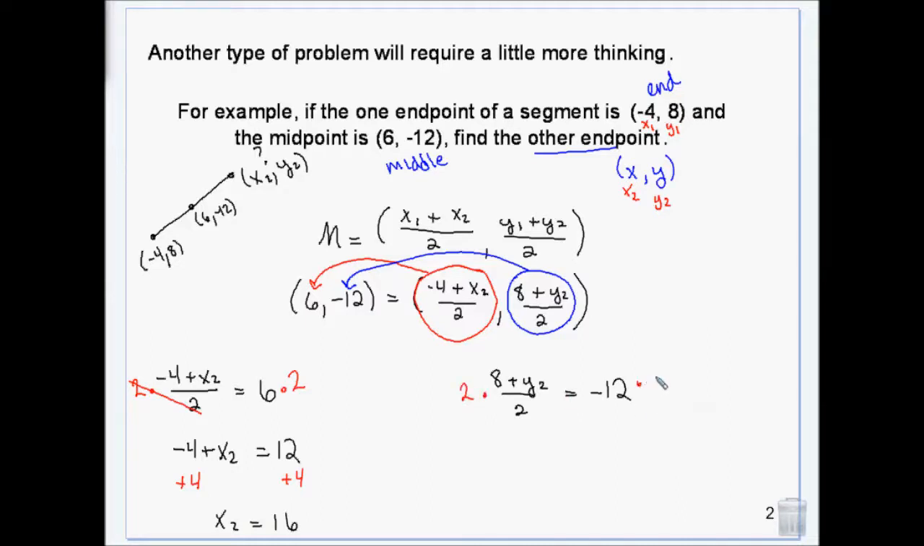I'm always going to multiply by 2, like I said, to clear that 2. So that'll be negative 24. And then this is a positive 8, so since it's positive, I'm going to subtract from both sides. And I get negative 32. So this other end right here is the point 16, negative 32.